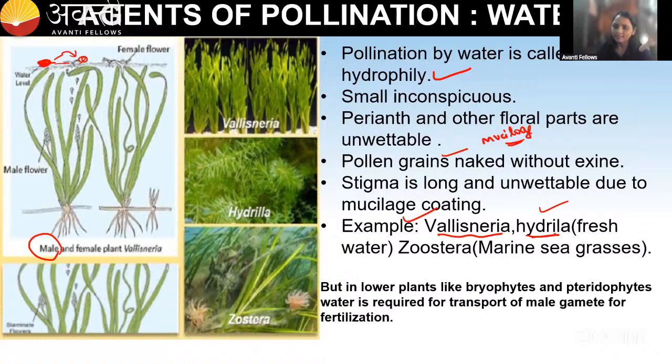The examples are Vallisneria, Hydrilla, and Zostera. Zostera is also called marine grass. It looks like grass, right? It is called marine grass. It is present in marine water. Okay, remember these three. These are very important.